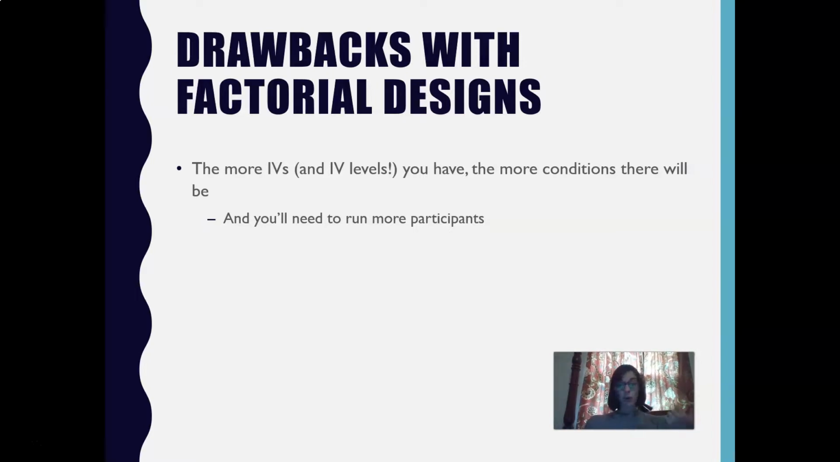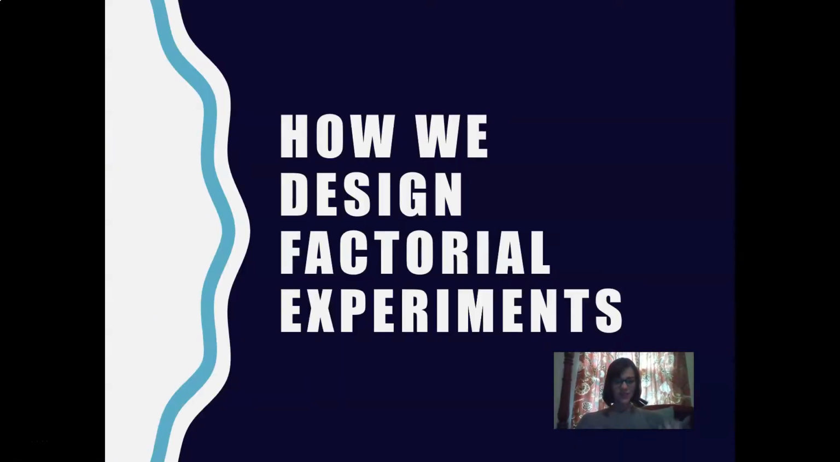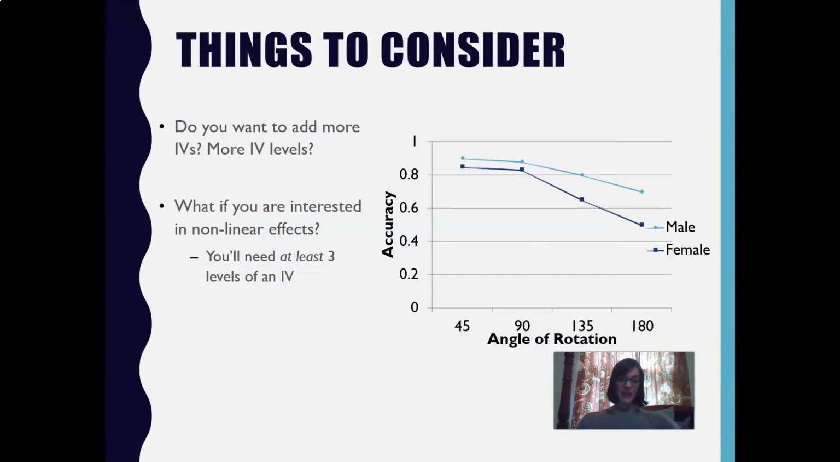And that means either more participants or more time with a single participant for those within subjects designs. So how do we design factorial experiments? Here are a couple of things to consider. So here's some more fake data. And you'll notice here, again, we're looking at mental rotation accuracy. We're looking across gender. But in this case, I've added more possible angles of rotation.